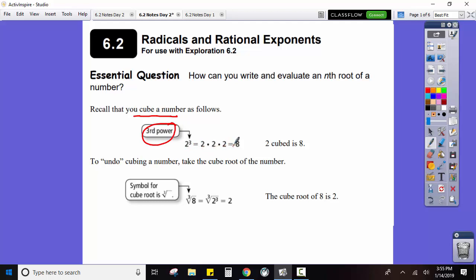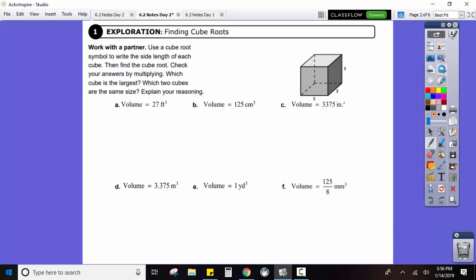Now, if you want to undo the cube of a number, so if you want to find the cube root of 8, that's what the 3 in the radical symbol means. You're thinking what times itself times itself gives me 8. And since 2 to the third equals 8, the cube root of 8 equals 2, because 2 times 2 times 2 is 8.